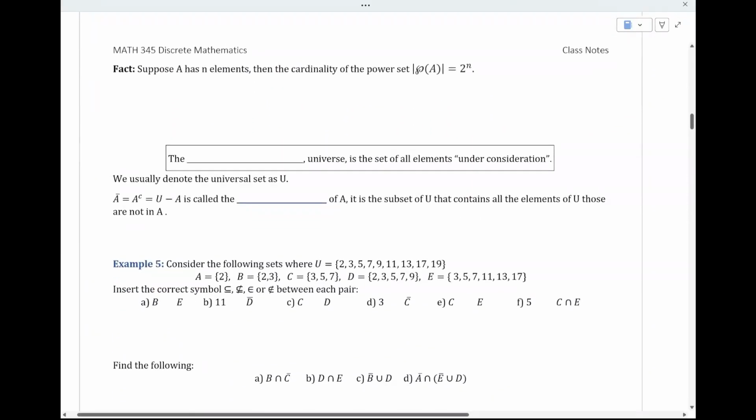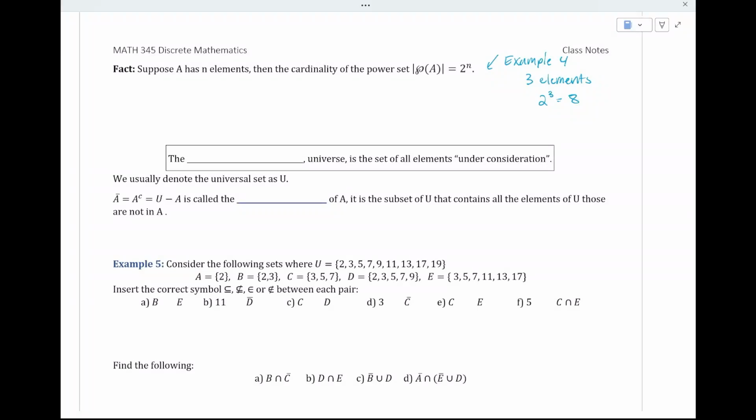Fact: suppose A has n elements, then the cardinality of the power set is 2 to the power n. So in our example, we had 3 elements, 1, 2, and 3. And so the cardinality should have been 2 to the third power, which is 8. And that's exactly what we found.